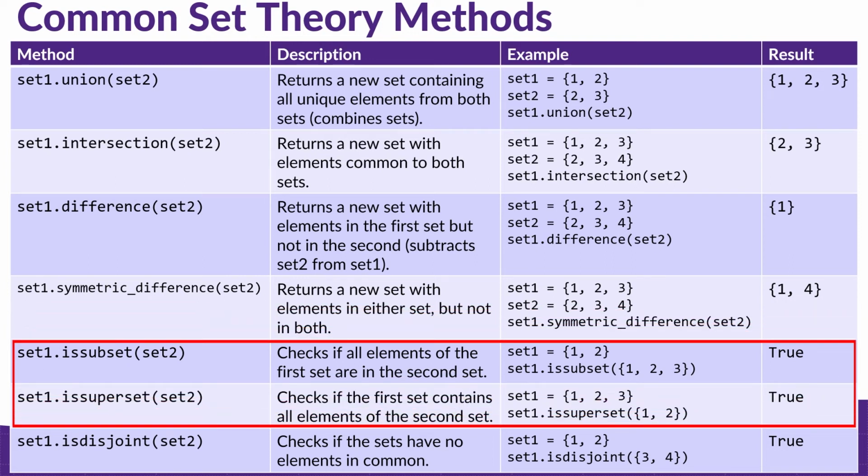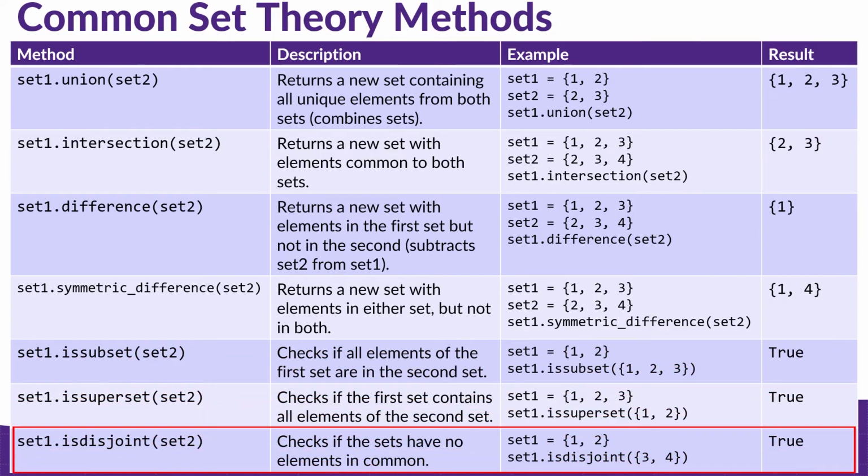Next up are isSubset and isSuperset. And we've already taken a look at isSubset. isSuperset is very similar, except it's the other way around. It checks if the first set contains all elements of the second set. So in this case, set 1 is equal to 1, 2, and 3, and set 2, the one that we're passing as an argument, is equal to 1 and 2. Since 1 and 2 occur in set 1, this means that set 1 is a superset, so it's going to return true. The last method listed here that we haven't seen yet is isDisjoint.